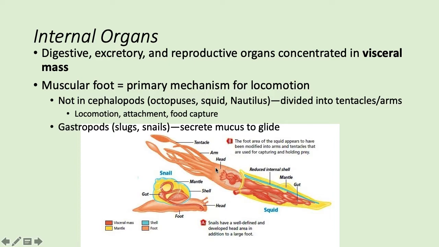Now I like this diagram because it shows you the difference between a tentacle and an arm, because they are not the same thing. I mean, they are similar, but they are not the same. So here we only see two tentacles, and you can see that the end of that is different compared to just an arm.